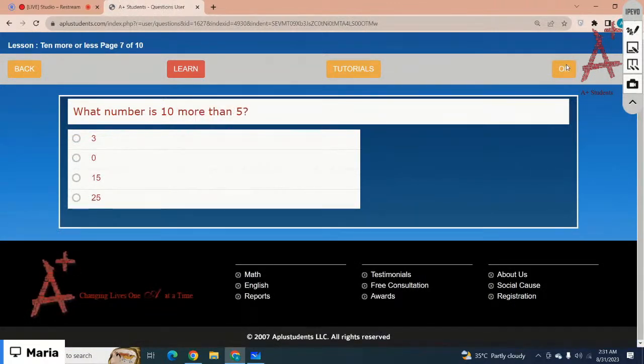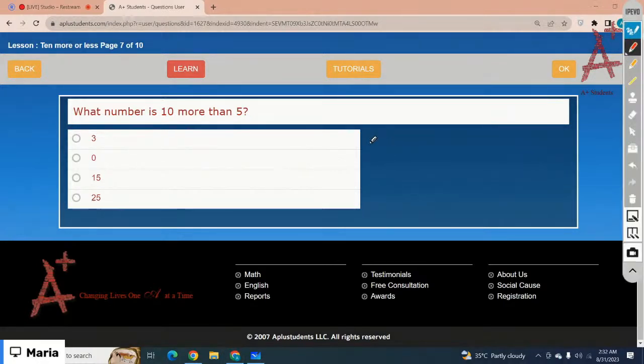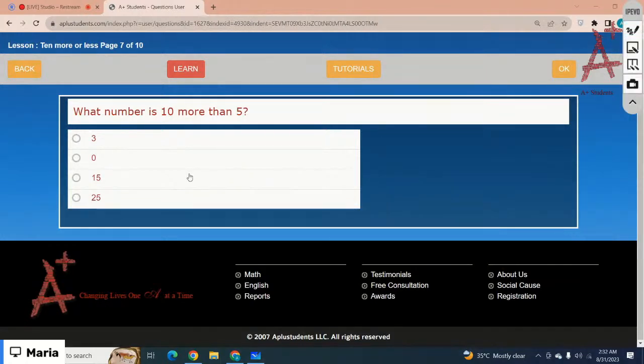Which number is 10 more than 5? So which is the correct option? 10 more than 5, right? You don't have any tens digit with 5, right? You only have 5. That means the tens digit is 0. Now you have to add 1 to the tens digit. So 0 plus 1 is 1. It makes 15, right? The correct option is 15.